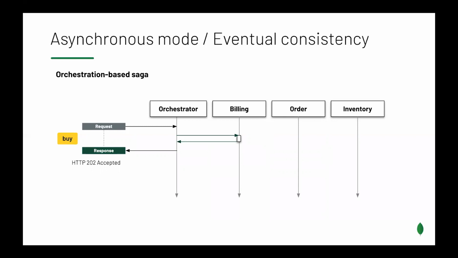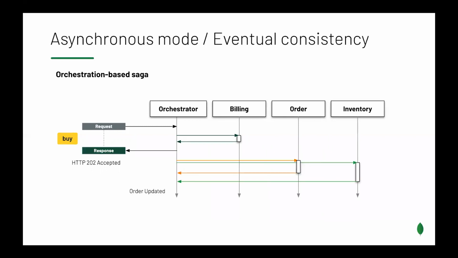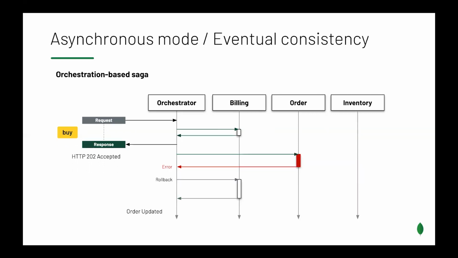In this case, a partial success response has been sent back to the client, which is denoted by the HTTP 202 accepted status code. All other operations are orchestrated from this service, eventually resulting in the order being updated. If there is an error in one of the services, the orchestrator takes care of calling the rollback or compensating transactions till the system returns to ideal state.